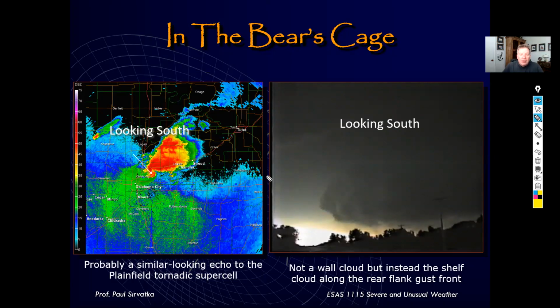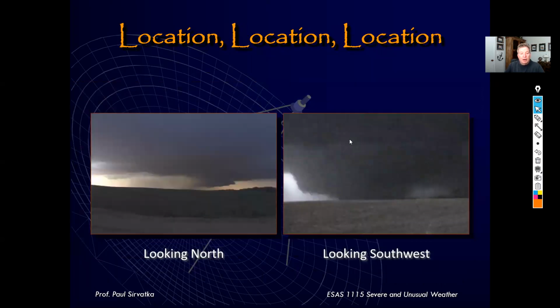Okay, well, this picture is the Plainfield tornado on the right. And similar to this, I would have been standing right there looking southward. So I'm looking southward into this cloud feature here. Now, this is not a wall cloud, even though some of the initial thoughts were that it was a wall cloud. This is the shelf cloud along the rear flank gust front. So given this, the tornado would have been right there, and I was really close to the tornado. In fact, I got knocked off the road with very high winds and knocked down power lines.